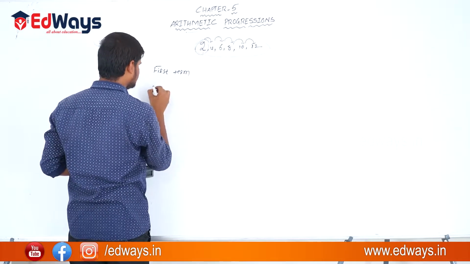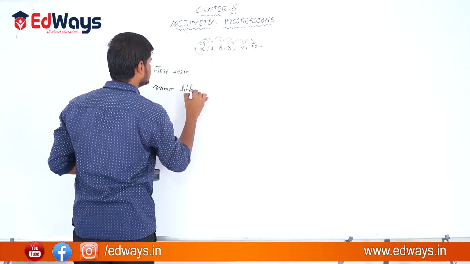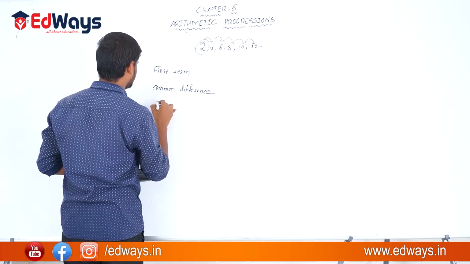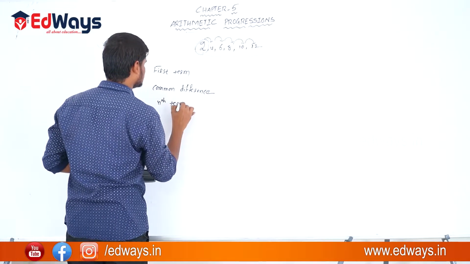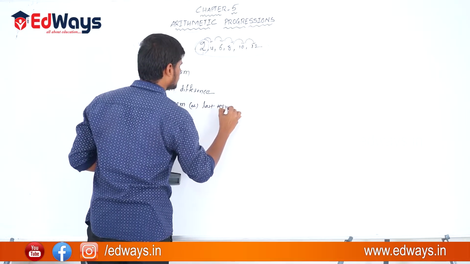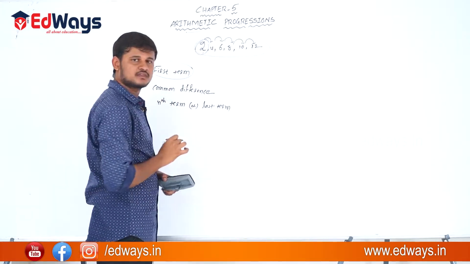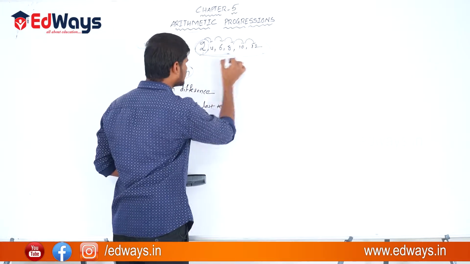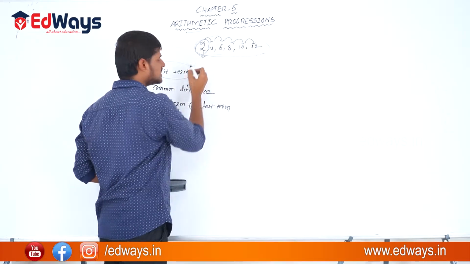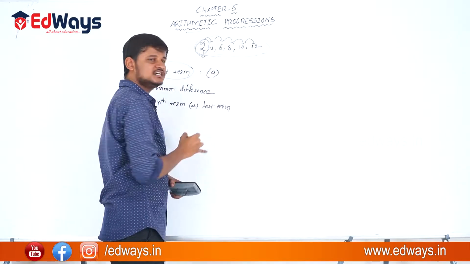What is the first term, and another one is common difference, and nth term or last term. So what is the first term? In the list of given progression, or in the list of given numbers, the first number is called the first term, which is denoted by small a.